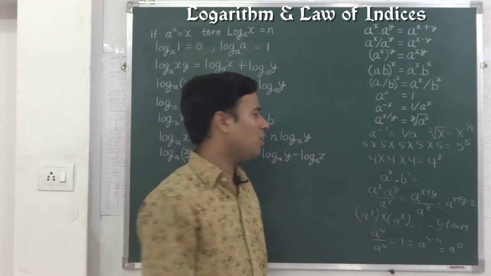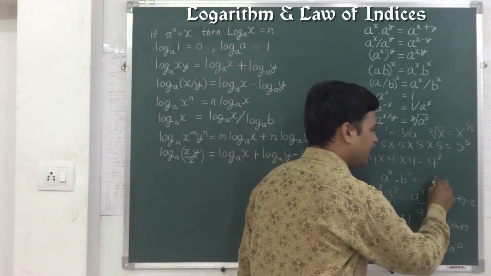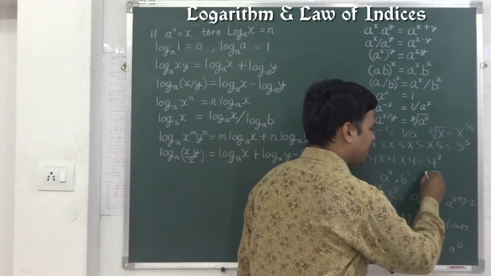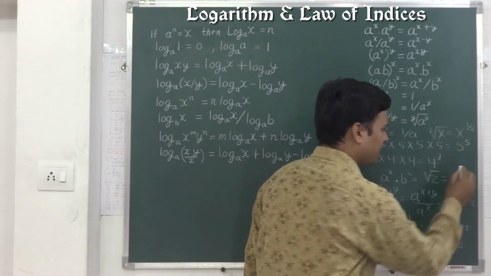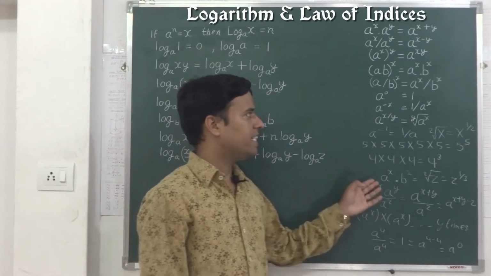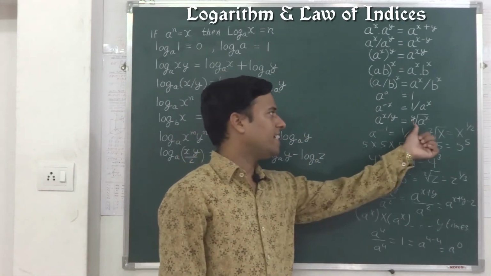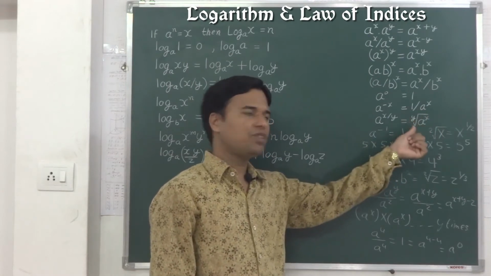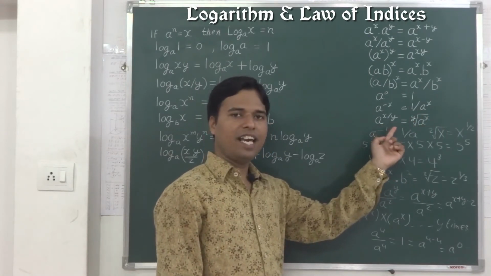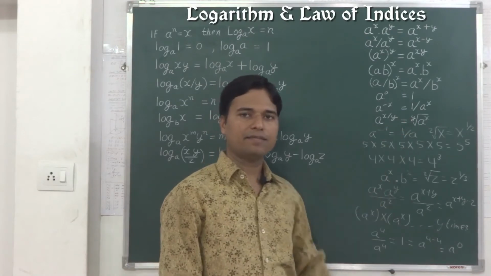The cube root of any number like z can be written as z power 1 by 3. Using that notation, you can write that a power x and its yth root can be written as a power x upon y.